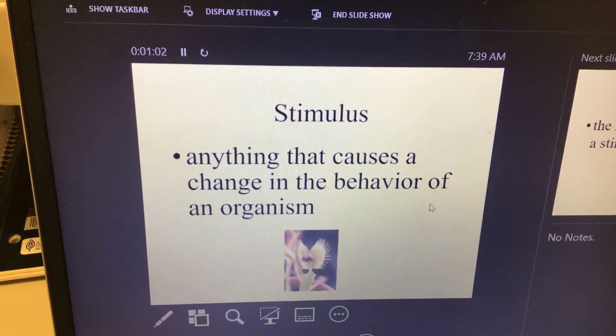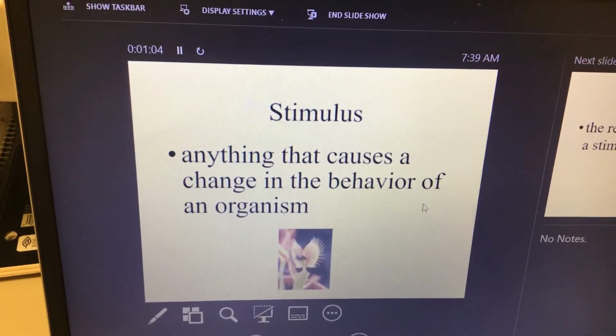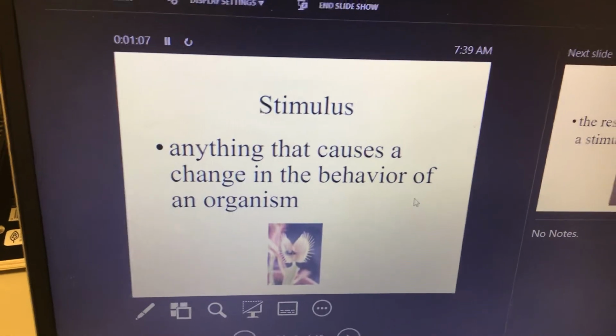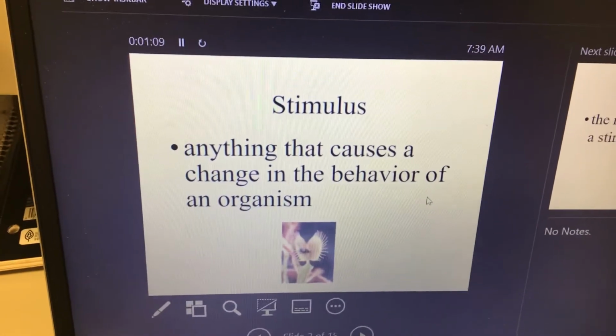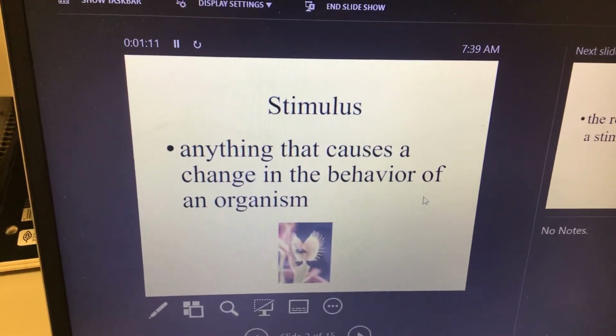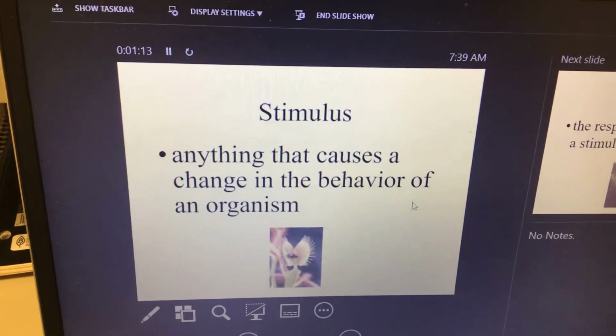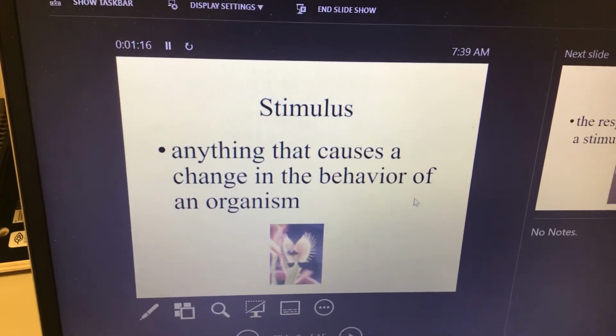If I tap you on the shoulder, you're going to tell me to stop, you're going to punch me, whatever you're going to do, but you're reacting to something. In order to survive, you need to react to a stimulus. But a stimulus is anything that causes your behavior to change.